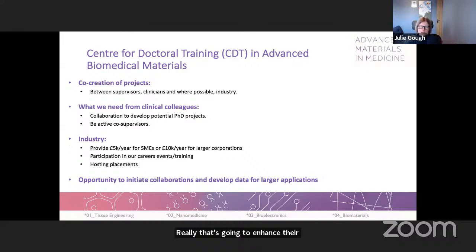So we very much like to have co-creation of projects between academics and clinicians, and where possible, industry as well. So many of our CDT projects have clinicians as co-supervisors. And if we have industry partners on board, then they provide either 5K or 10K a year, depending on whether they're an SME or not. And then we get them to participate in our many careers events and training opportunities for the students, and maybe also host some student placements. So do get in touch if you're interested in putting forward a project for the CDT.